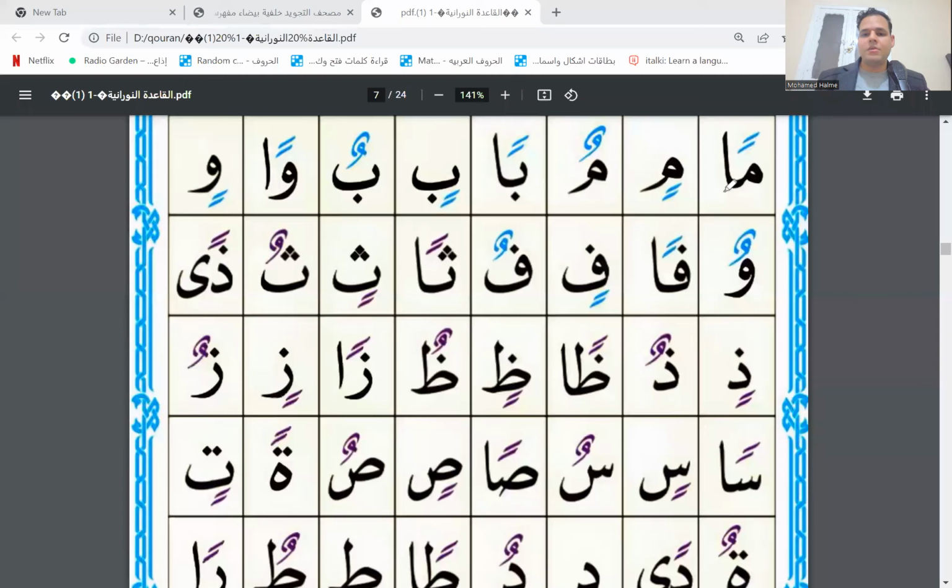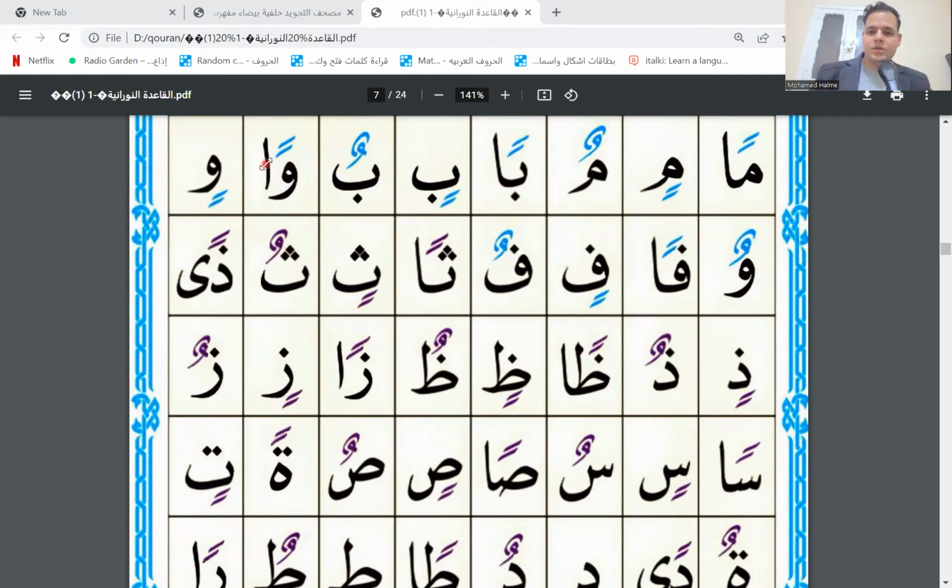Man, min, mun, ban, bin, bun, and so on. Wan, win, wun. Now, there is a question here. Why are there two letters here, but only one of them has vowels on it? What does that mean? All right, and here too, and here too. And in order to understand this, there is a rule we need to know about first. So this is the mad rule. Let's start to explain it together.